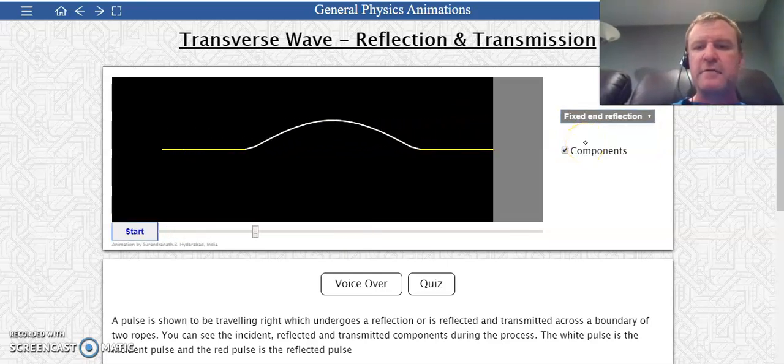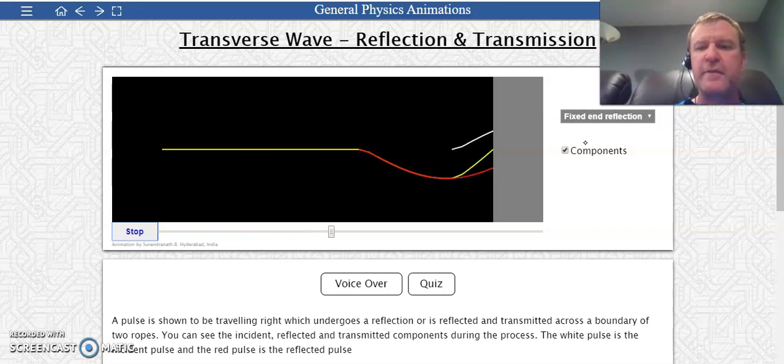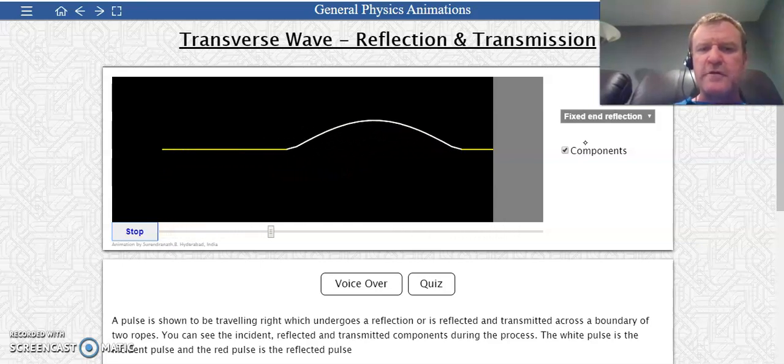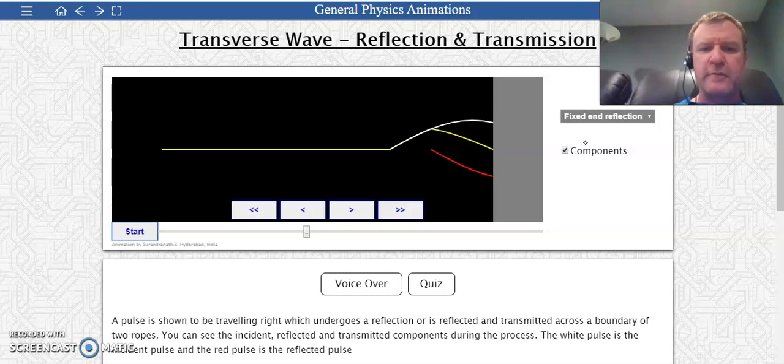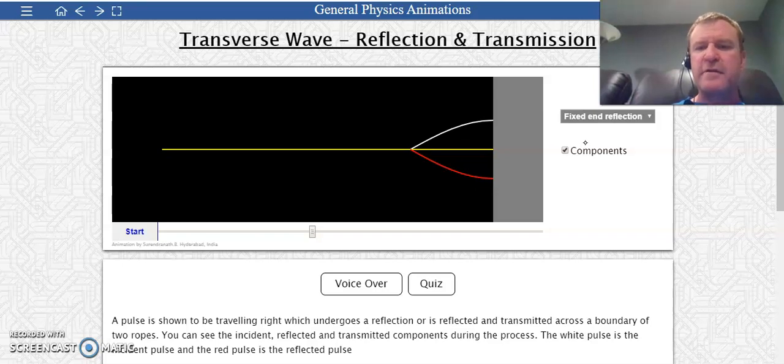So fixed end, right at this point, it's not allowed to move. It's nailed in place there. So when this wave gets here, it's going to try to pull the string up, but it can't because it's fixed there. So what happens is that energy just gets inverted to the other side. So we'll see that here. Again, it's showing the components here. Let me move this forward. Right here, the red would be the reflected energy, the white would be the incident energy, the yellow is what we're actually going to see. So at this instant, it's going to be flat, and then it keeps going from there.